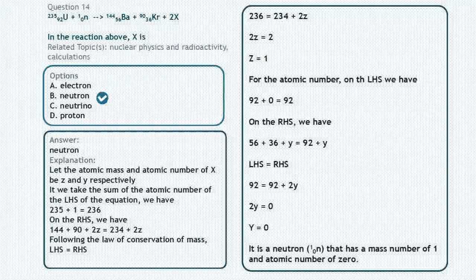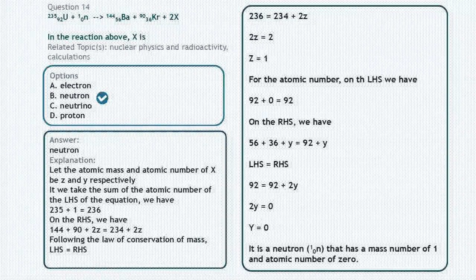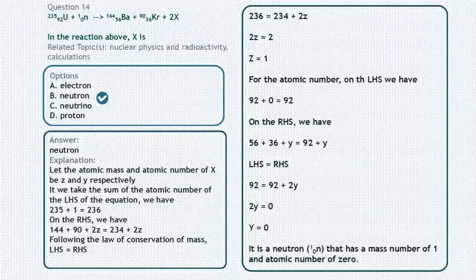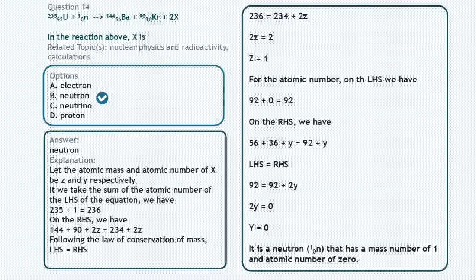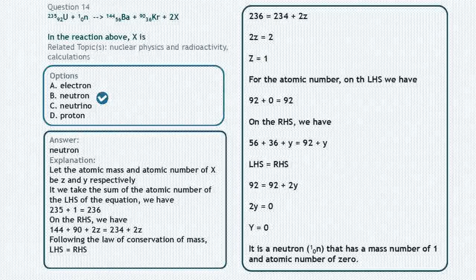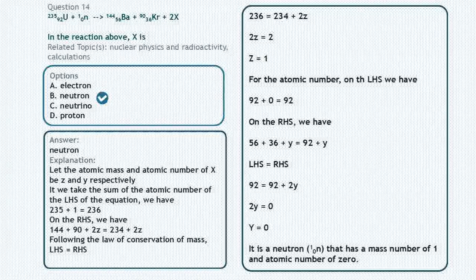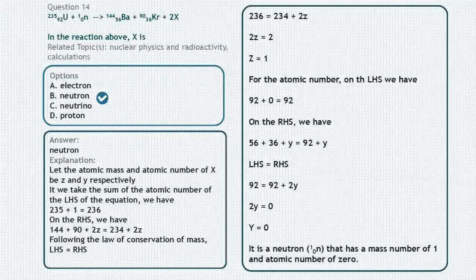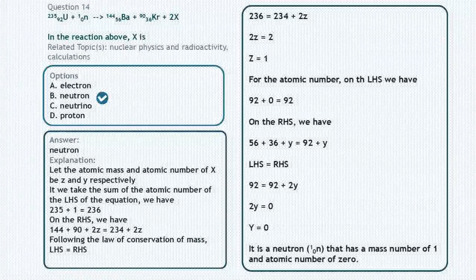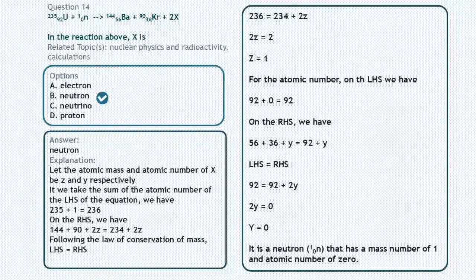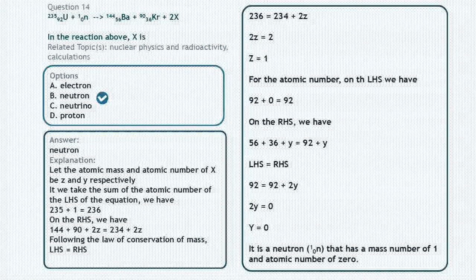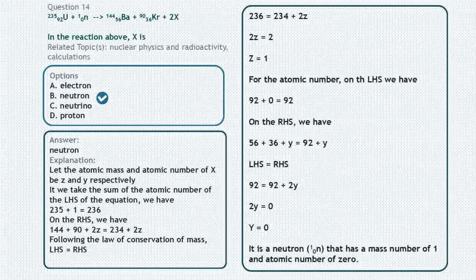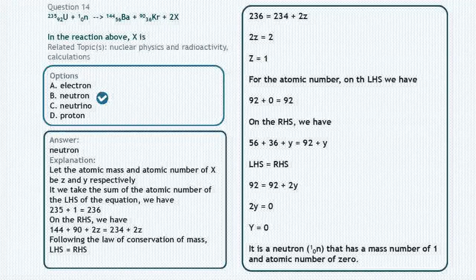Now we've done that for the atomic mass, that's the superscript here. We also do the same thing for the atomic number, the subscript that we have here. That is the sum of the atomic numbers here should be equal to the sum of the atomic numbers here. So on this side here we have 92 plus 0, that's 92. While on this side we have 56 plus 36 plus the atomic number here, which we represented as Y, and we have 2 of this thing here, so that will be 2Y. So the sum of the atomic numbers here is going to be 56 plus 36 plus 2Y. 56 plus 36 is equal to 92, so we have 92 plus 2Y.